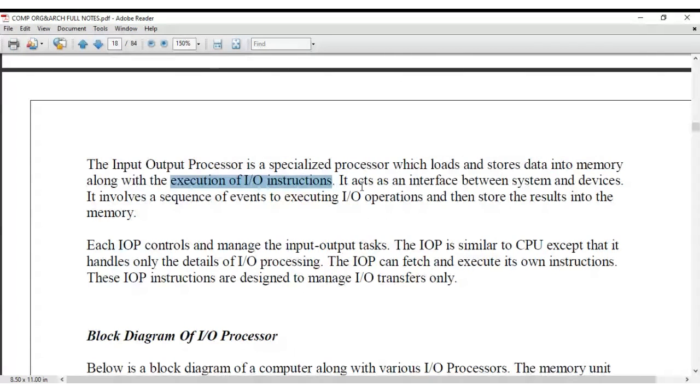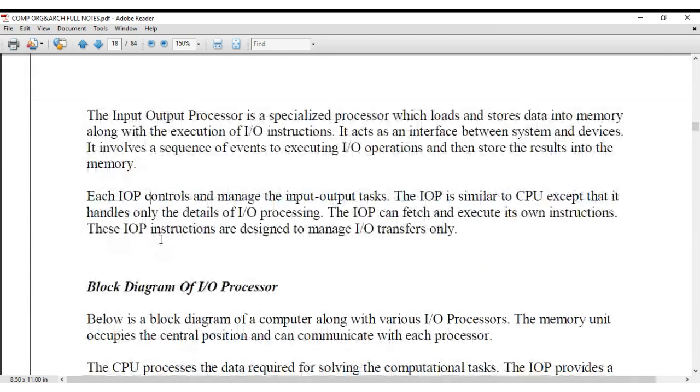It acts as an interface between system and devices. It involves a sequence of events to executing I/O operations and then store the results into the memory. Each input output processor controls and manages the input output tasks.